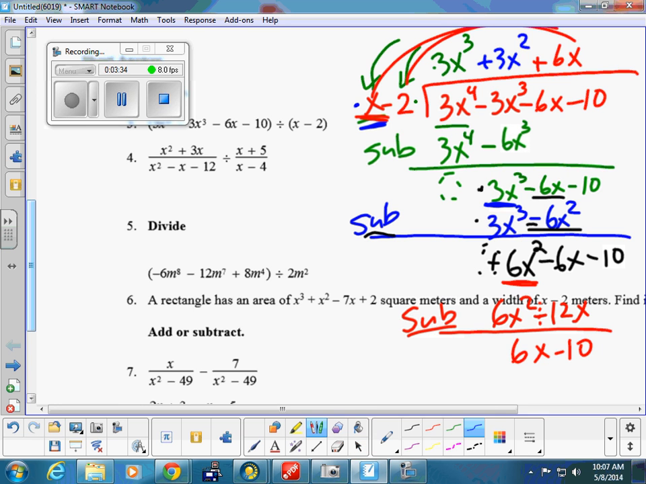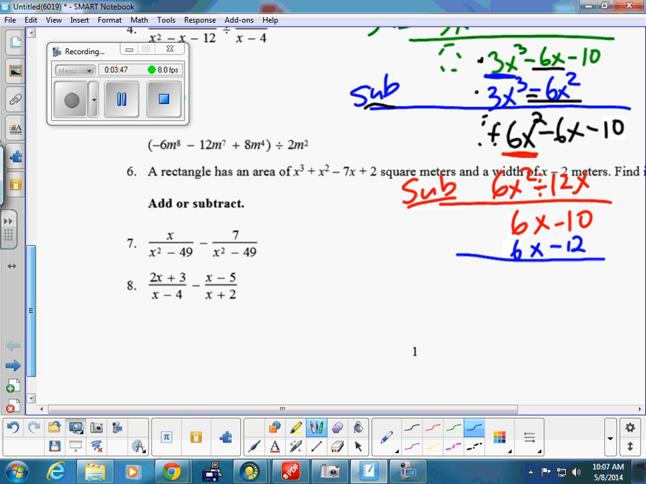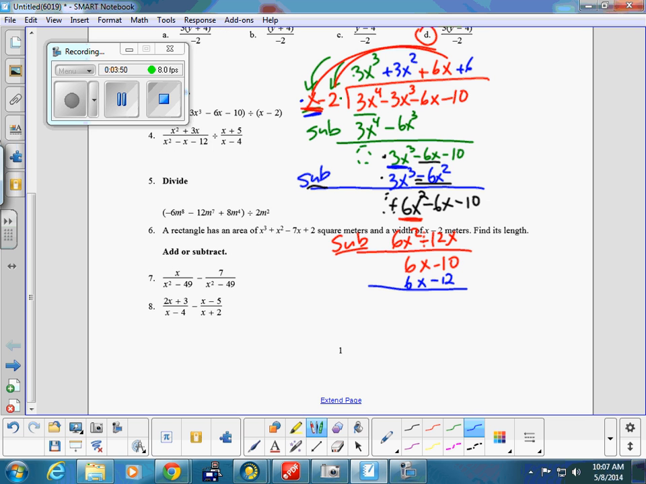Moving along here. To get an x to turn into a 6, we multiply by 6. 6 times x is 6x. 6 times negative 2 is negative 12. Looks like we're going to have a remainder. Okay, we subtract here. This becomes a positive 12. So we're going to have a remainder of 2.